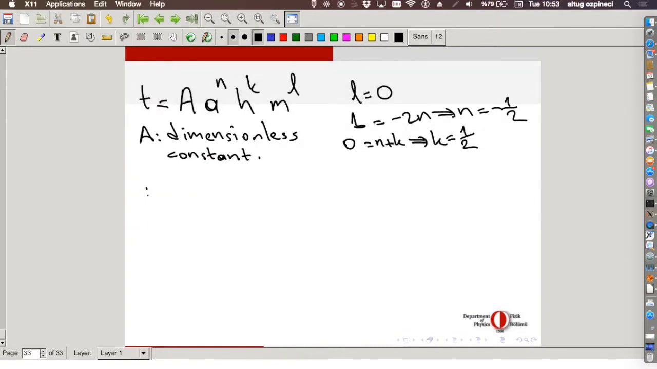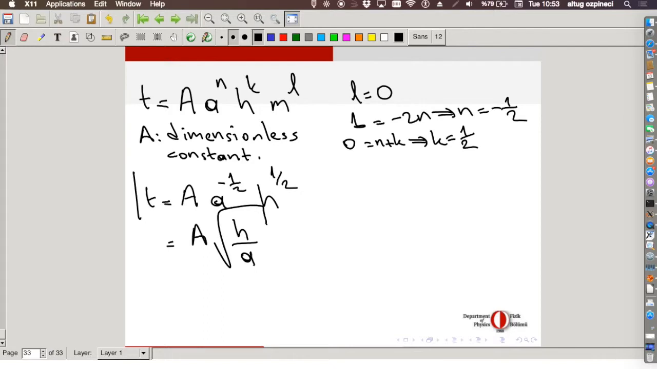So the time is equal to this constant, whatever that constant is. Xn is minus 1/2 and k is plus 1/2. And L is 0. Or let's write it in a different form, h over a square root. Or if you solve for h, it is 1 over this unknown constant, a times t squared.